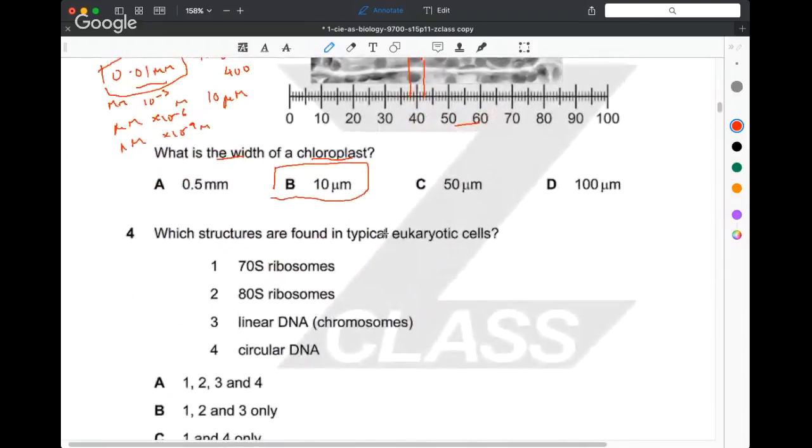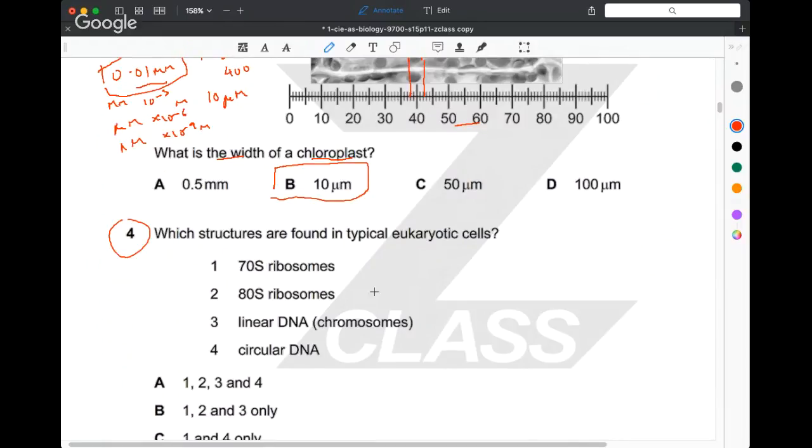Good. Okay, so the next question actually was this one, and the comment from the examiner, strangely enough, was that the majority, more than 50% of the candidates, did not know what a typical eukaryotic cell contains, which is kind of surprising, really, because the differences between eukaryotic cells and prokaryotic cells, you'd think, would be fairly well established in students' minds.